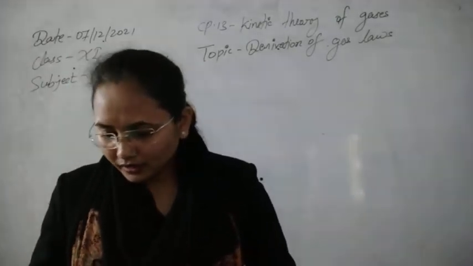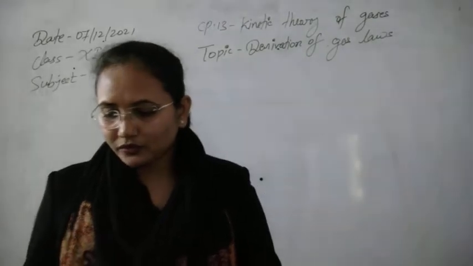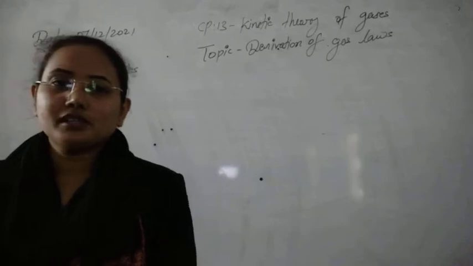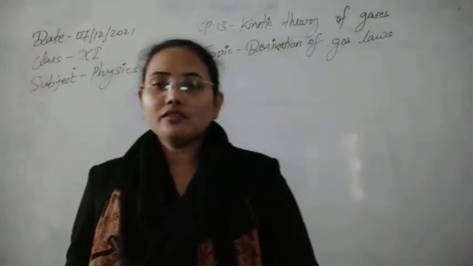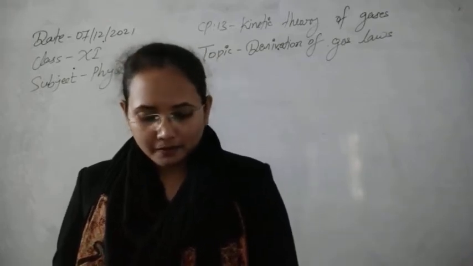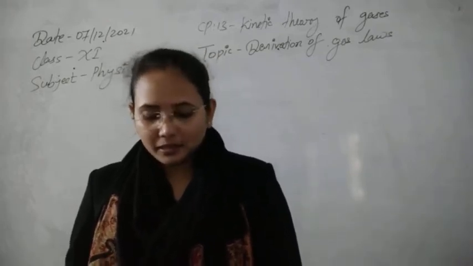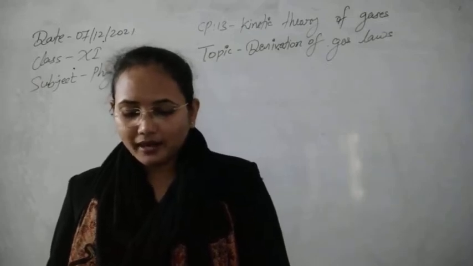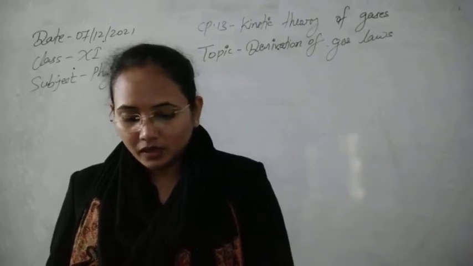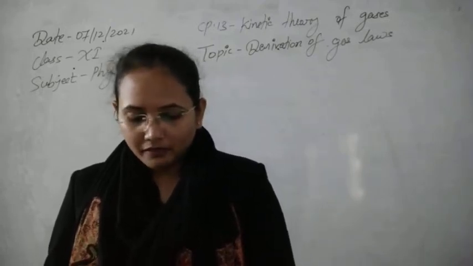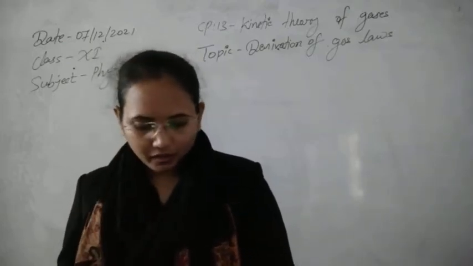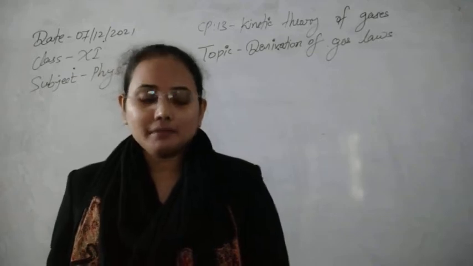The first one is Dalton's law of partial pressures. So let's see the first law. First of all, what is Dalton's law of partial pressure? The statement of this law is that the total pressure exerted by a mixture of non-reactive ideal gases is equal to the sum of the partial pressures which each would exert if it alone occupied the same volume at the given temperature. So I think the statement is very clear.